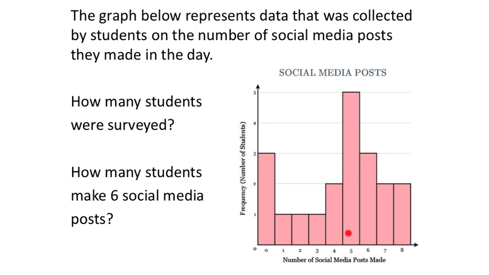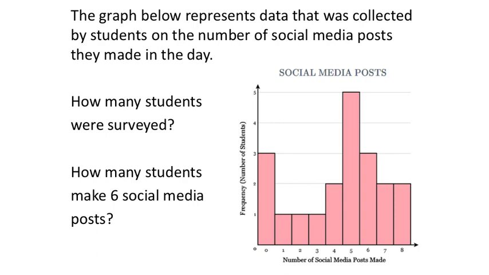So for example, if I were to look at this bar right here, that's 5. So 5 social media posts, and here at the top, that is 5. So that's 5 students made 5 social media posts. Or if I were to look at this one right here, this one is 2 students made 4 social media posts in the day. So we can interpret this.